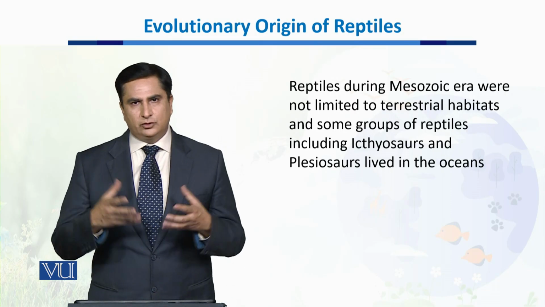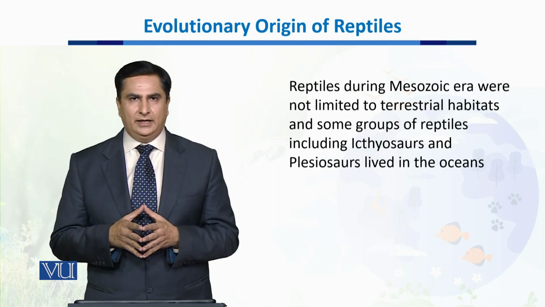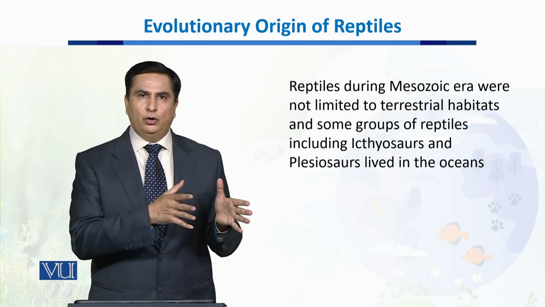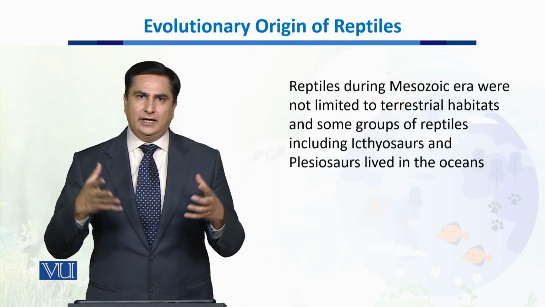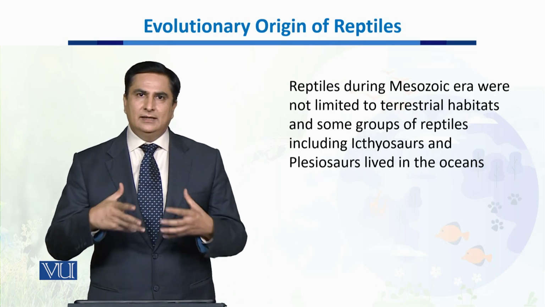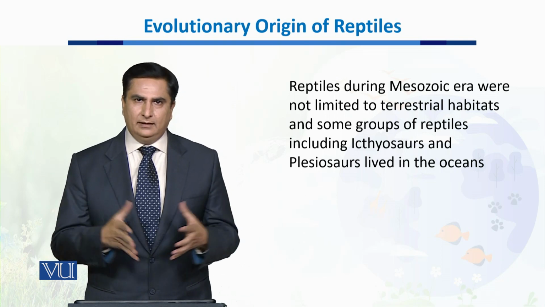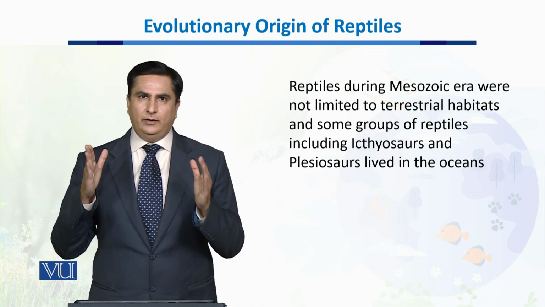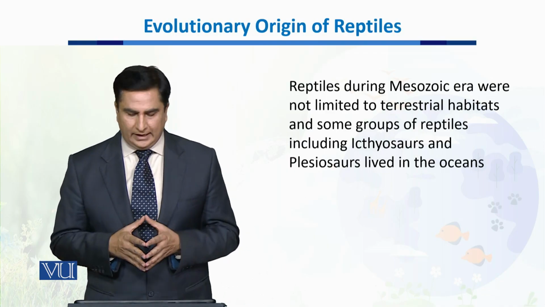During the Mesozoic era, these reptiles were not limited to terrestrial habitats. They also moved to the oceans, and they were very gigantic and very large reptiles that inhabited the oceans as well. They were so giant that even sharks looked very small in front of them. They were so large in size.